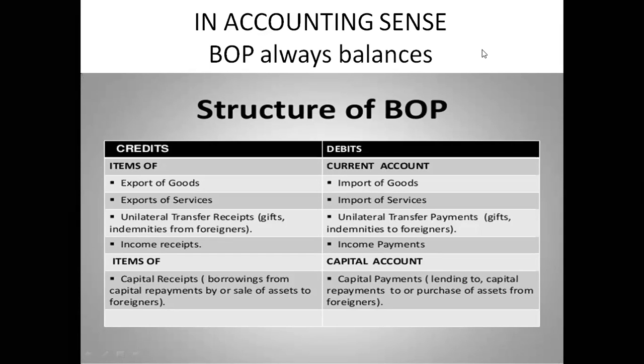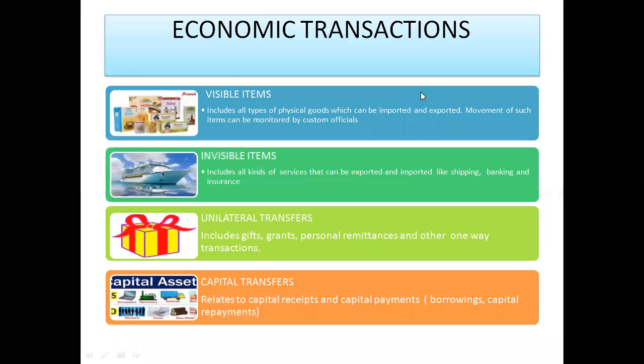So we have 4 transactions in BOP. I told you already in the last slide, we have 4 transactions of BOP. First, import and export of goods, which are visible items. It is also known as visible trade. Pay attention, it is also known as visible trade. Secondly, the import and export of services, which are invisible items, and it is also known as invisible trade.